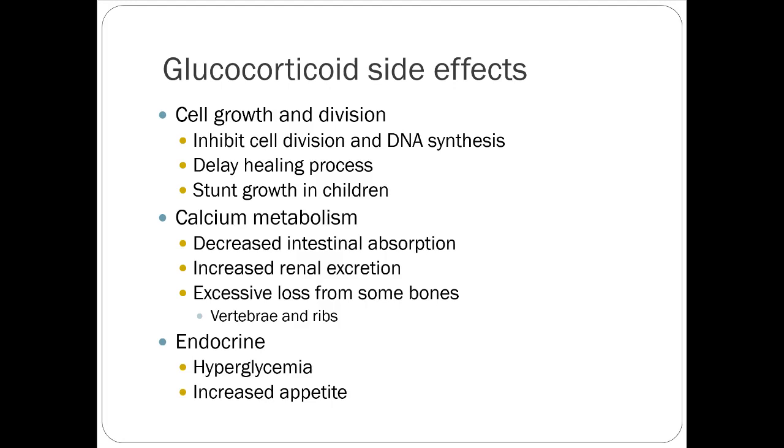Endocrine, talked about hyperglycemia already. Increased appetite is also common. So you sort of have these two aspects that affect the patient. You get automatic increases in circulating blood sugar stores, and then you get increased appetite, increased intake too, which can be increasingly problematic for the patient.